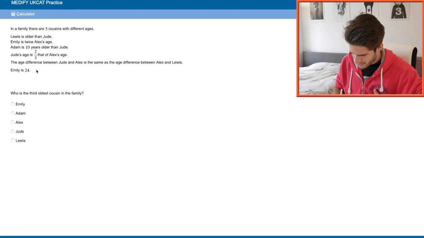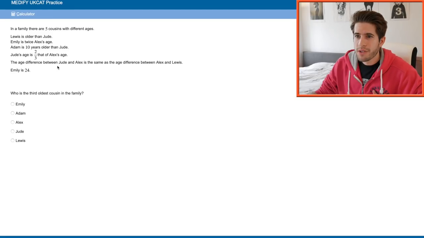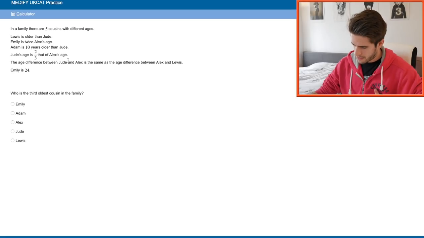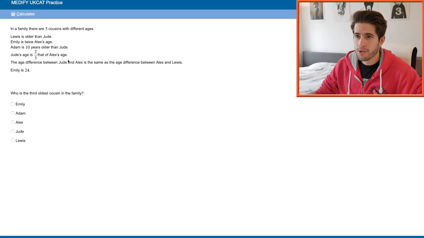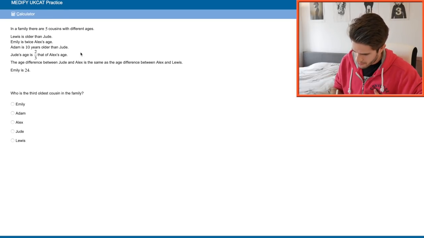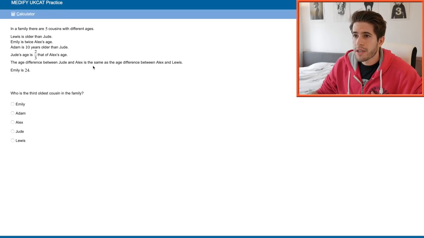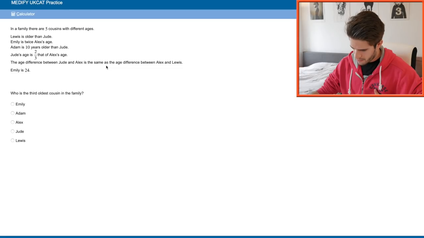So Alex is 12. Emily is 24. Jude is 2/3 of Alex. And I know that Alex is 12, so Jude must be 8. And Adam is 10 years older than Jude, so Adam is 18. The age difference between Jude and Alex, which is 4, is the same as the age difference between Alex and Lewis. So Lewis must be 16. Oh God, and Emily is 24.